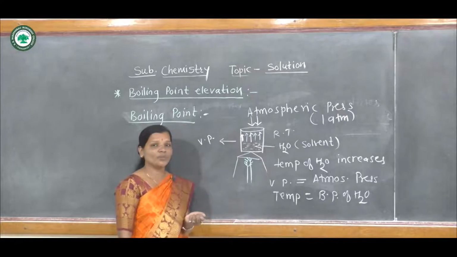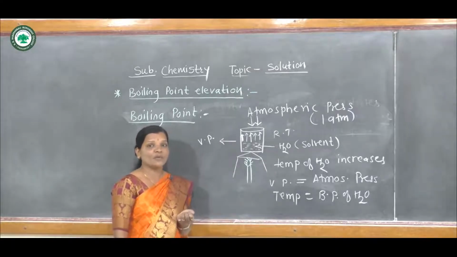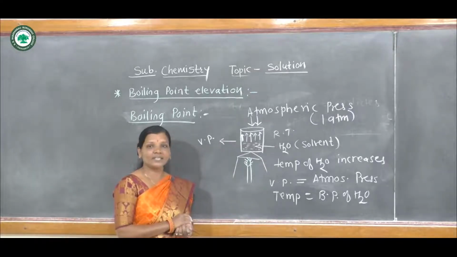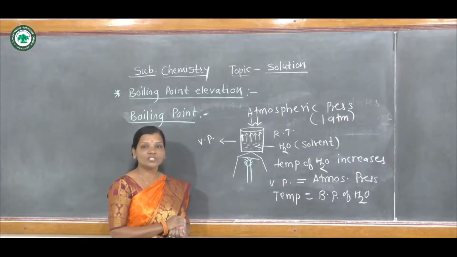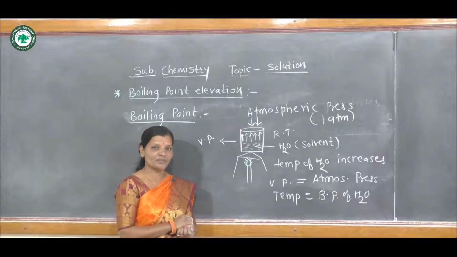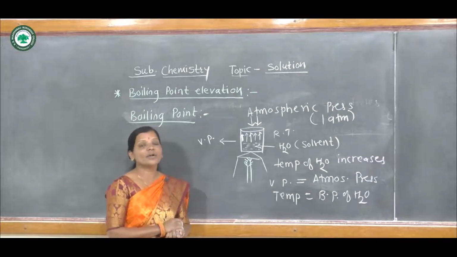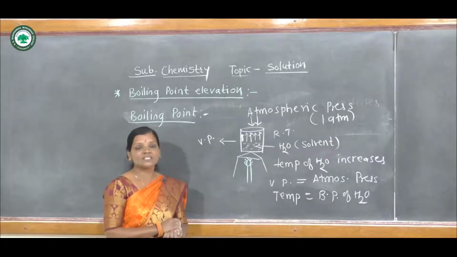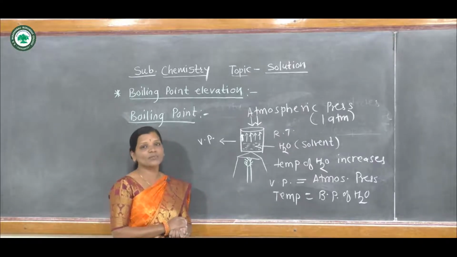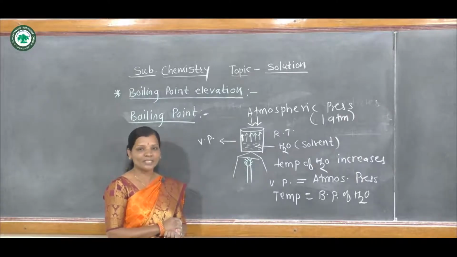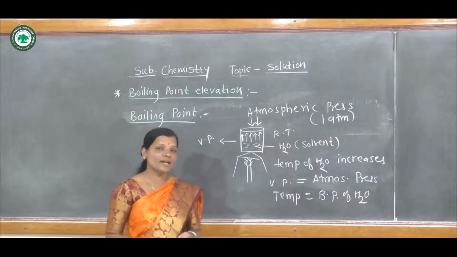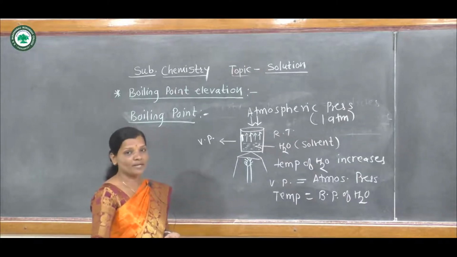So what is boiling point? Boiling point means when a liquid is heated, the vapor pressure of the liquid becomes exactly equal to the atmospheric pressure, that is 1 atmospheric pressure. Then the corresponding temperature is called the boiling point of that liquid. This is the concept of boiling point, and here we have to see the next colligative property, that is boiling point elevation. Now let us see how that elevation in boiling point takes place.